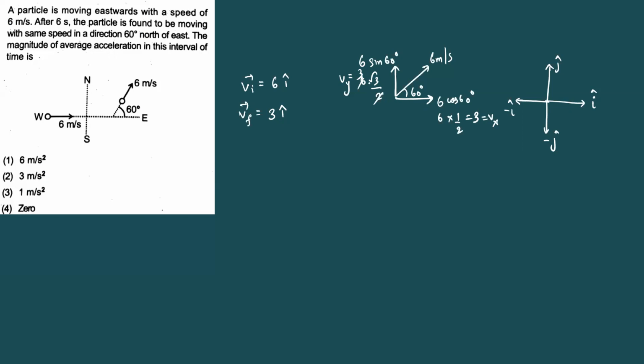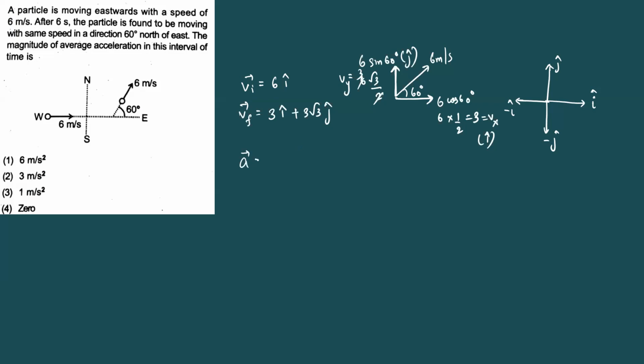And the y component, what is the y component? 3 root 3, and the direction is what? Positive y-axis, that is j cap. This is positive x-axis i cap and this is positive y-axis j cap. So 3 i cap plus the y component, 3 root 3 magnitude and the direction is j cap. This is the final velocity in vector form. I have just resolved a vector and written it in component form. And the question is again the same. We need to find the magnitude of the average acceleration.